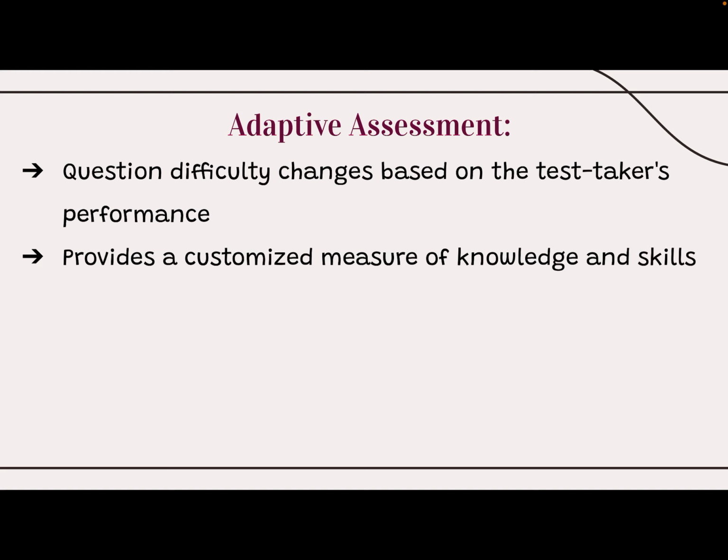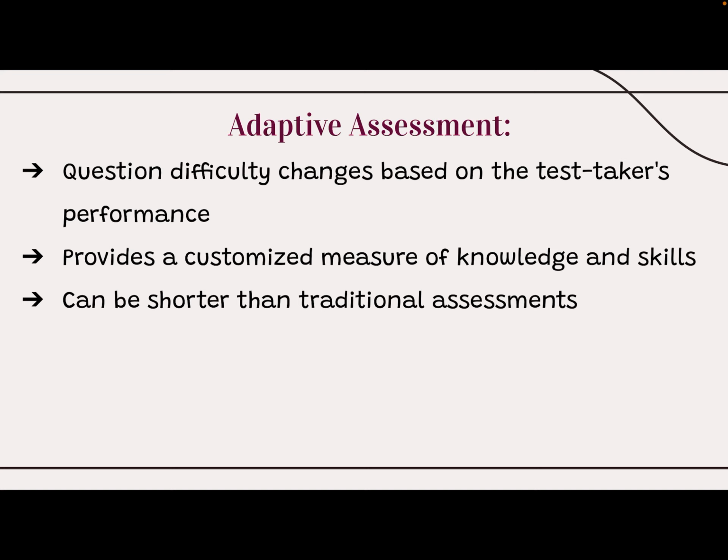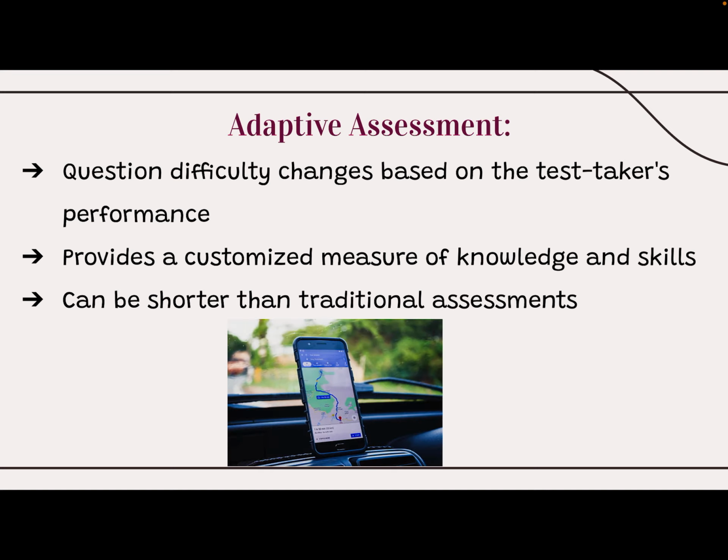And this is going to provide a really customized report of what students know and can do. And the cool thing is it can also be shorter than a traditional assessment because you might not need as many questions to figure out what students know and what they're ready to learn. The best comparison to me for an adaptive assessment is a GPS navigation system that recalculates the route based on the driver's progress and adjusts directions according to their location and decisions. That's going to ensure an efficient and personalized journey, just like an adaptive assessment, like the MAP growth test does.